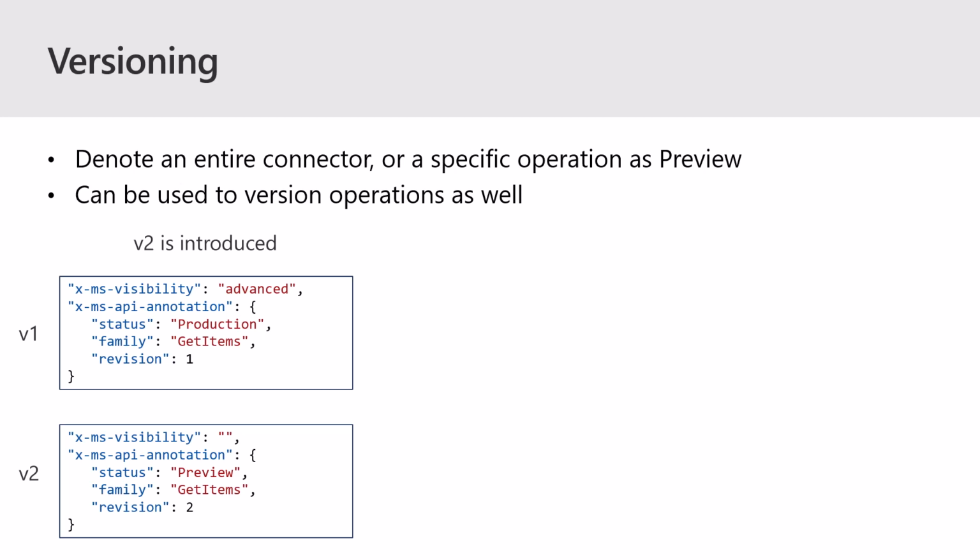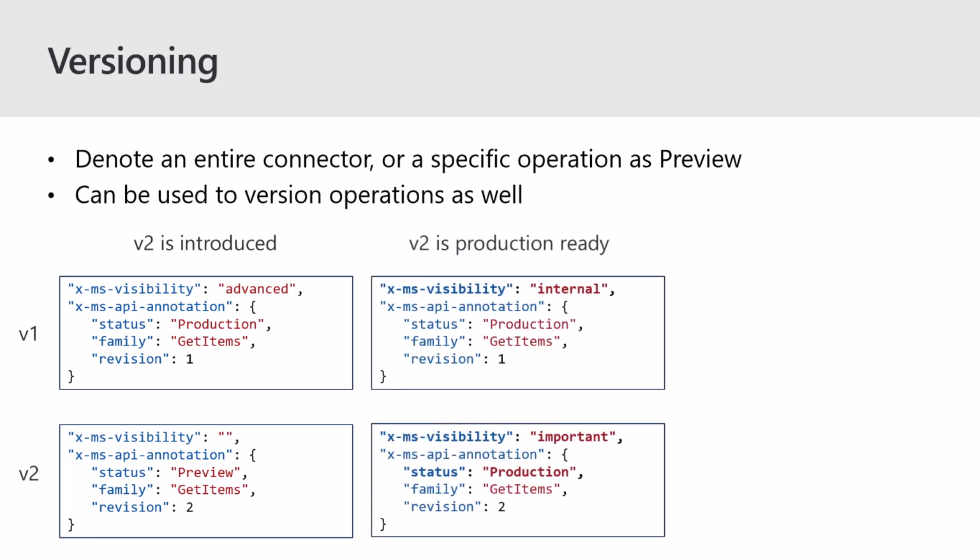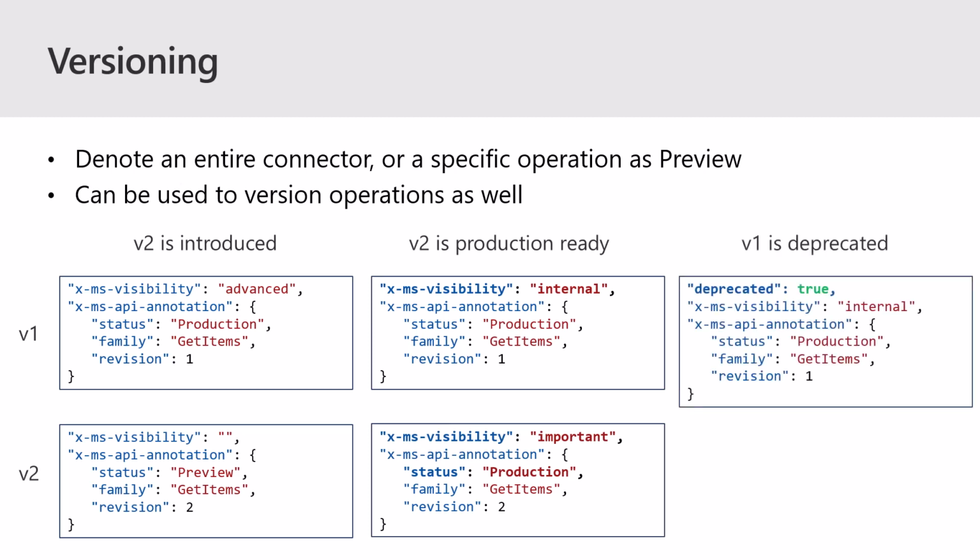Let's assume that the connector was created when V1 was in place. When V2 is introduced as a preview, you can delineate between the two versions using the revision attribute, which indicates the version, and the status, which indicates if the action is a preview or production ready. When V2 evolves into being a production-ready action, the visibility status can be used to control which of these actions are prominently shown or hidden. Note the status on the API annotation object for V2 has been updated to indicate that it's production ready. Finally, when V1 is deprecated, the deprecated flag is set to true. Using this approach, when makers leverage connectors, Power Automate and Logic Apps will surface the right actions.